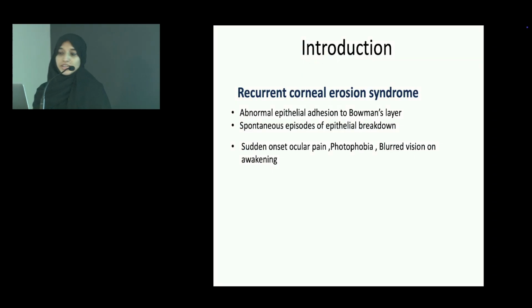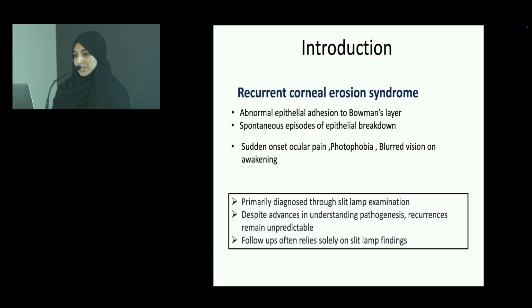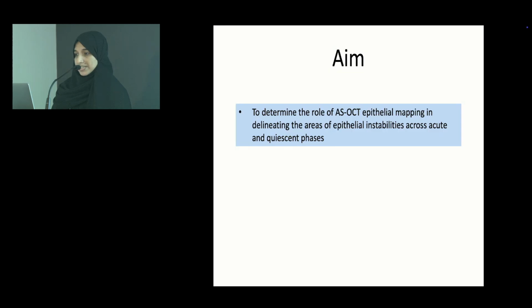So RCE is a condition characterized by abnormal epithelial adhesion to the Bowman's layer, causing spontaneous episodes of epithelial breakdown, causing the patient to have sudden onset ocular pain, photophobia, blurred vision on awakening. It's a condition primarily diagnosed through slit lamp examination, and despite advances in understanding the pathogenesis, recurrences remain unpredictable, and the follow-ups often rely solely on clinical examination.